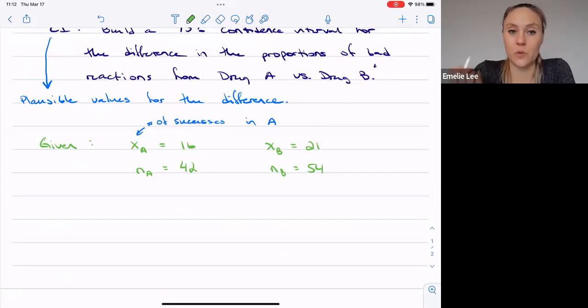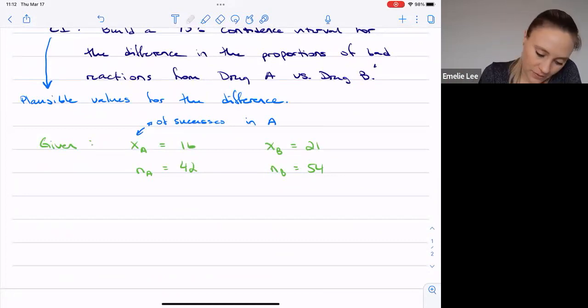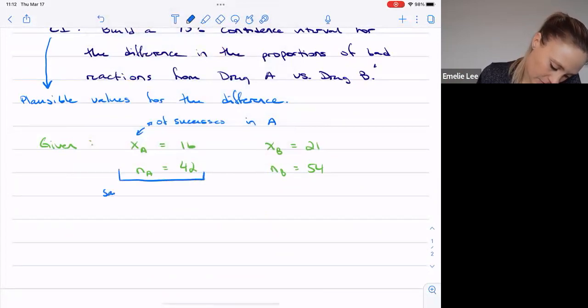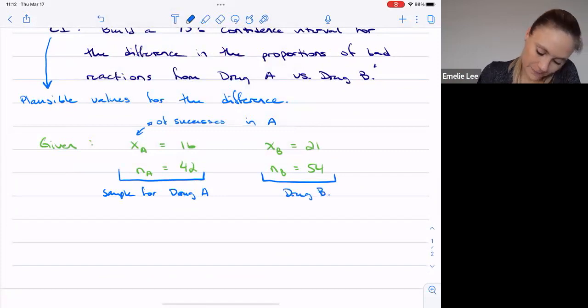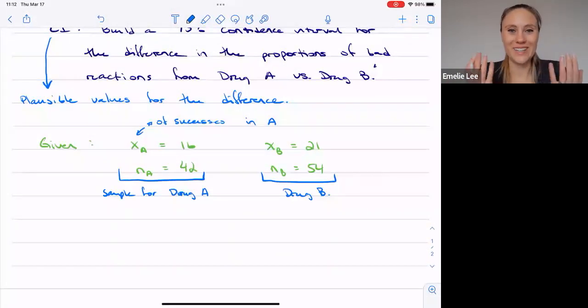Okay. So in this case, we're given the number of successes and the sample sizes. And so now we have to check the conditions for each of these samples, right? So here we have a sample for drug A. And this is for drug B. So we have two samples and we have proportions from each of them.